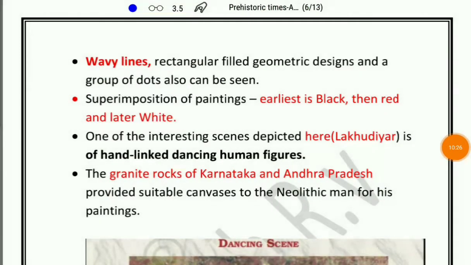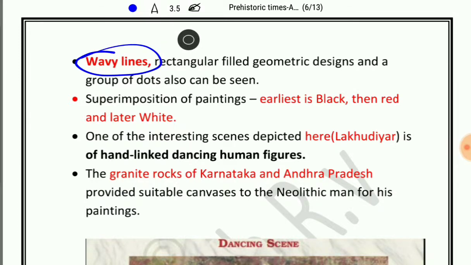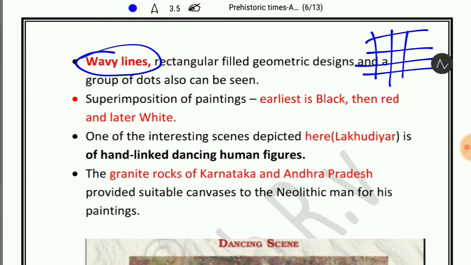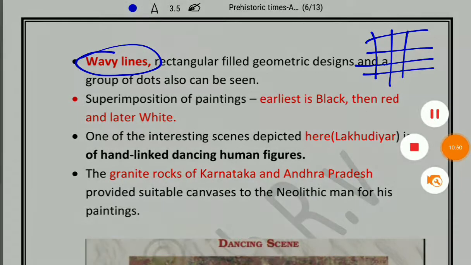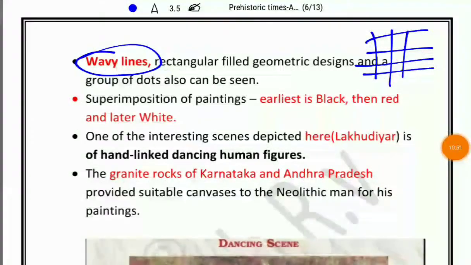Some other features suggest that they used to draw wavy lines or rectangular filled geometric designs like this, and a group of dots was also seen. There was also superimposition of paintings. The earliest is black, then red, and later white. One of the interesting scenes depicted at Lakhudiyar is of hand-linked dancing human figures.